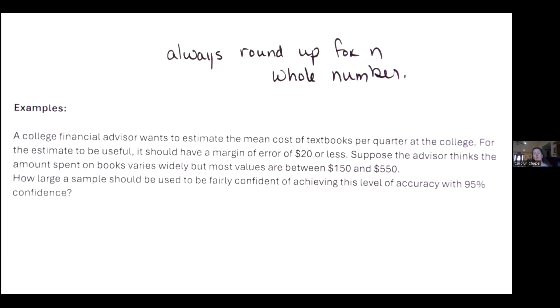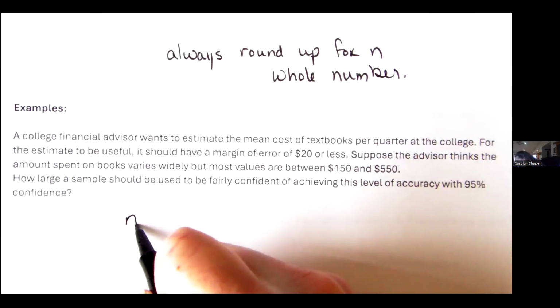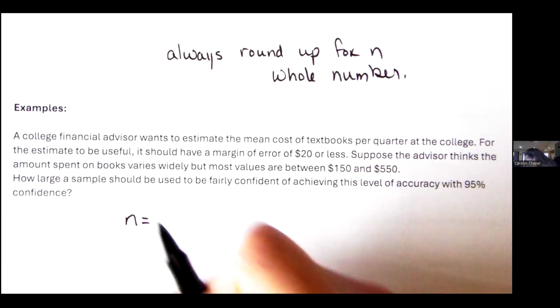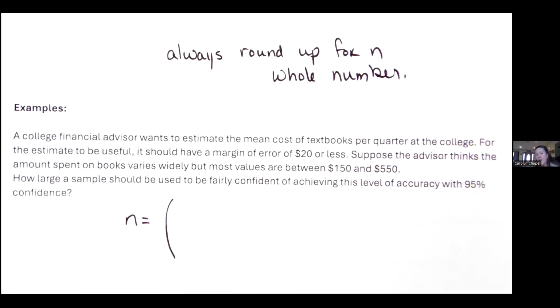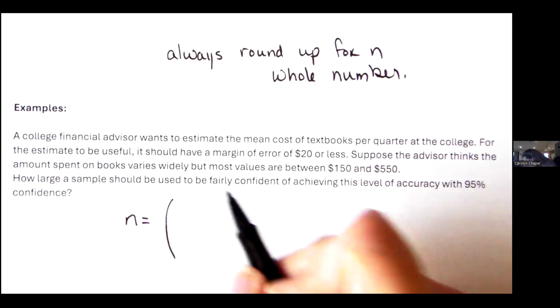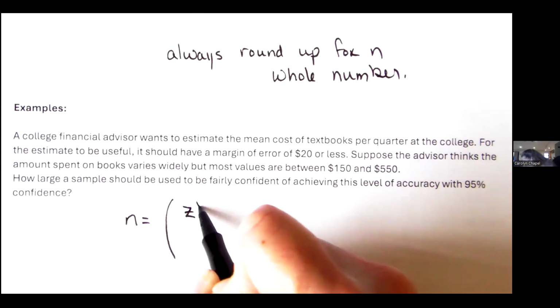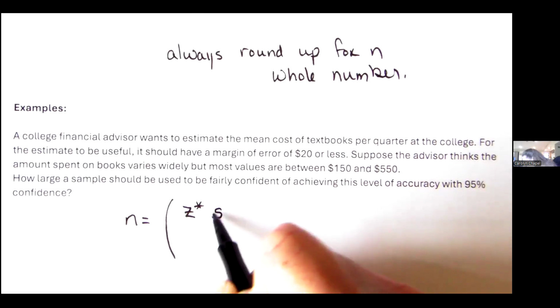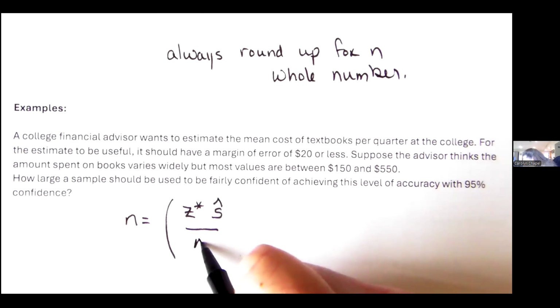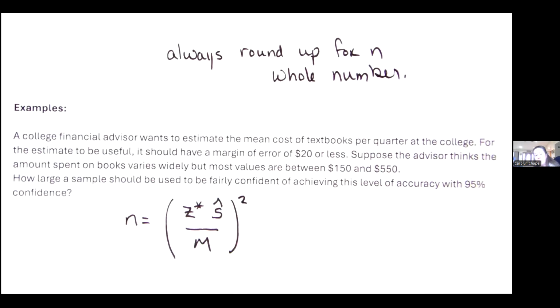So we want to find a sample of students and find out how much they spend on their textbooks, and we want to be within 95% confidence. So he's got all his things set up, and he's going to find his N. Our formula for N, since we don't have any information whatsoever, is Z star times S hat, all over M, and we're going to square it.